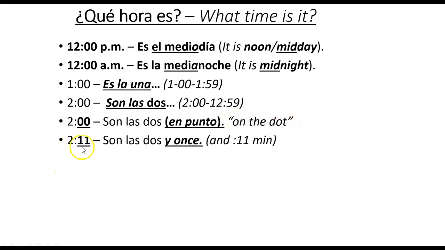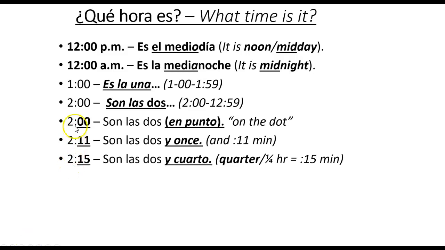If you wanted to say 2:11, you just add the minutes at the end of it. Son las dos y once, the word y meaning and in Spanish. Son las dos y once, right? Two and eleven minutes. Now, there's some peculiar times that happen.